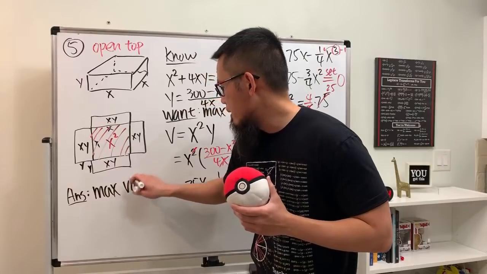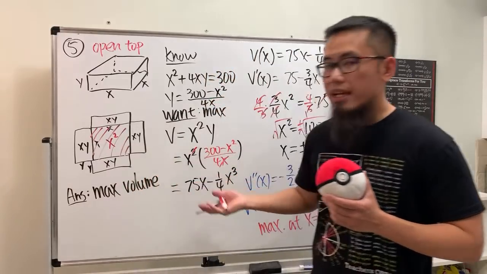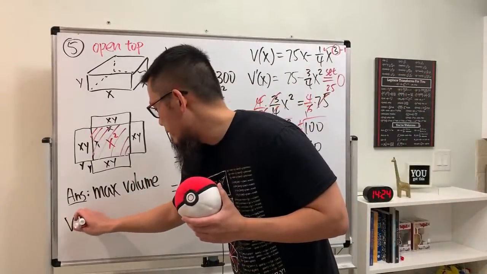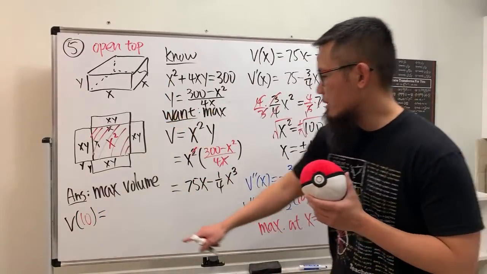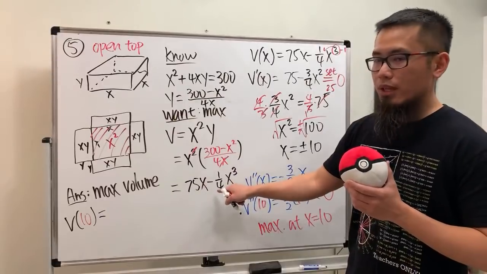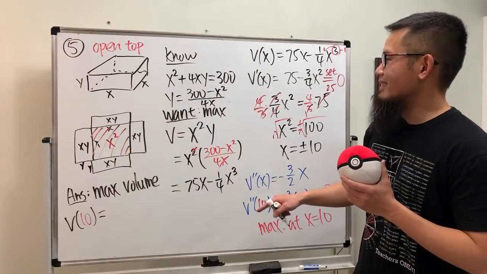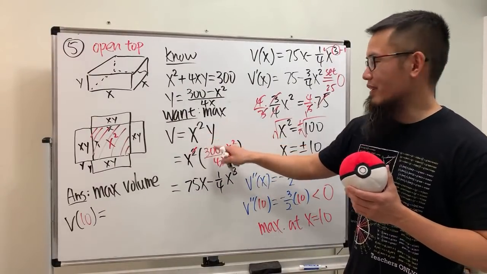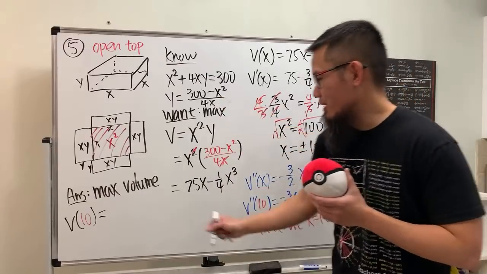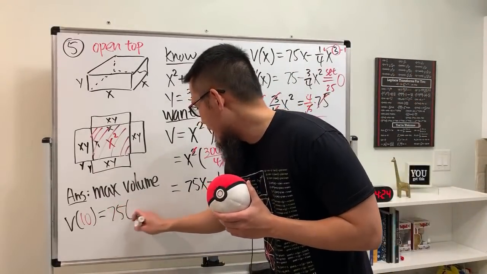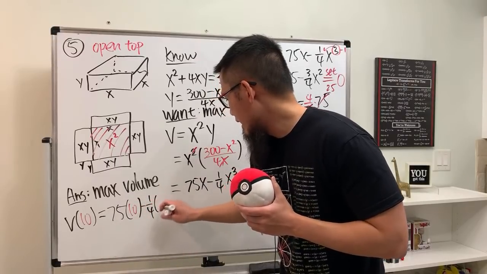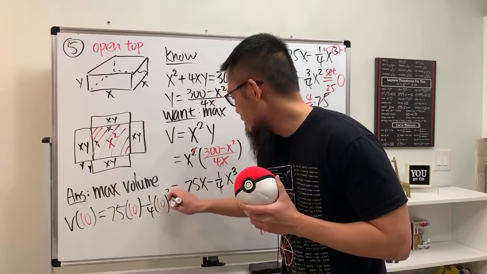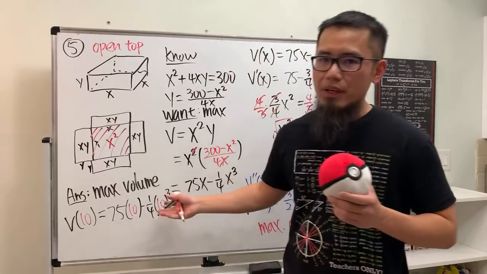Maximum volume is when x is equal to 10. So that's going to be phi of 10. And how can we do that? You can just put a 10 in here if you would like, or here, and then just find out what y is. So anyway, 75 times 10, and then minus 1 over 4 times 10 to the third power, and then do the math on your own.